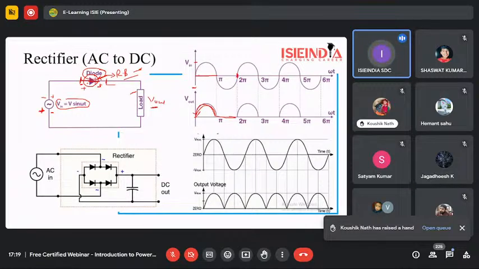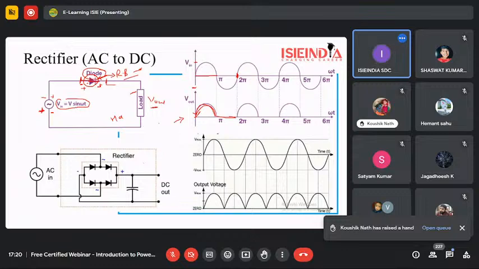You can see from here, positive half, negative half, and again the positive half came in. So in one period of the cycle, we are getting the positive output only half of the time. So this is basically a half bridge rectifier, and whenever there is a negative cycle, there is no output voltage, zero.